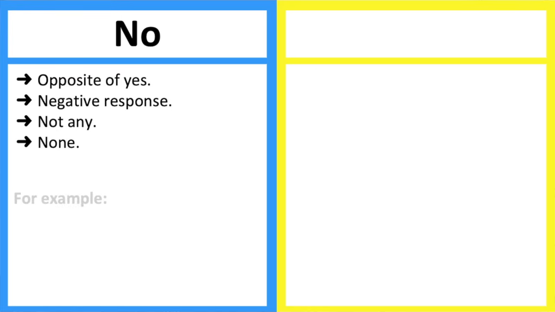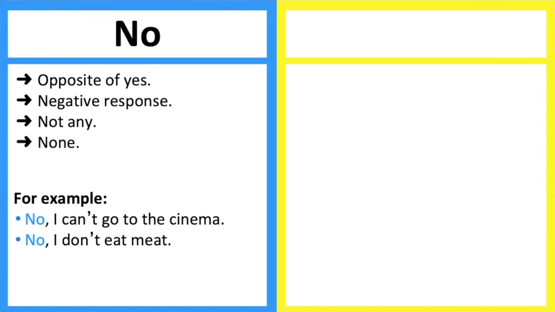For example, if someone asks me, "Do you want to go to the cinema?" I may say, "No," or "No, I can't go to the cinema," or "No, I don't want to go to the cinema." Another example is, if someone asks if I eat meat, I may say, "No," or "No, I don't eat meat."